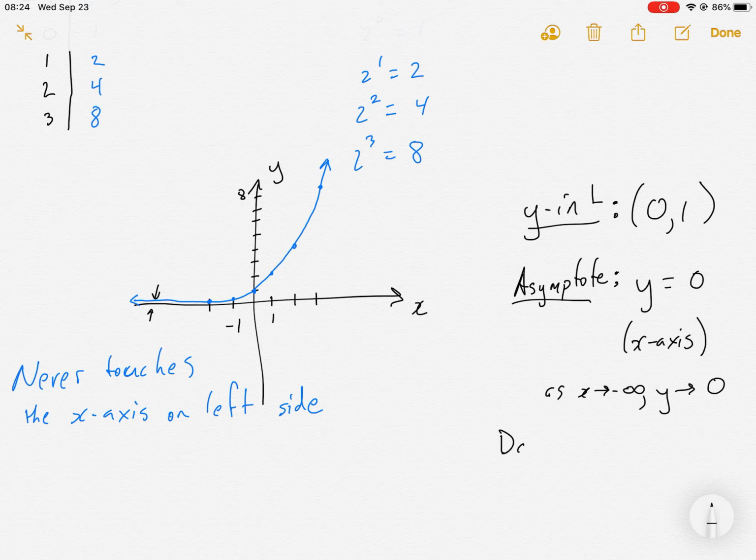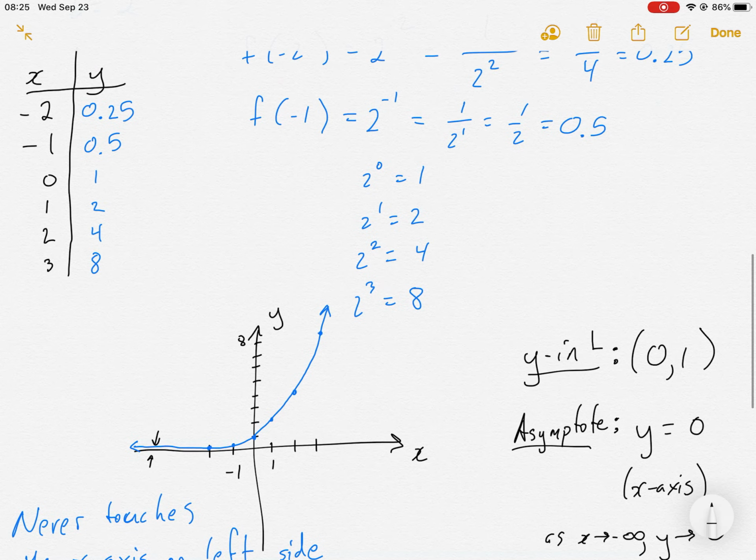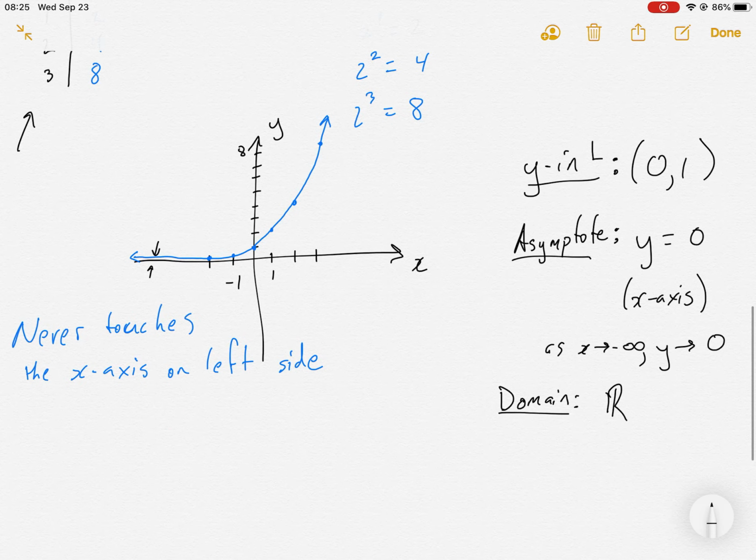We could talk about the domain. So in this case, for the domain, we could have all real numbers. There are no issues with exponentials. Notice in our table over here, we plugged in negative numbers and positive numbers. I could plug in fractions. I could plug in all sorts of stuff, whatever I wanted, and I would be fine.